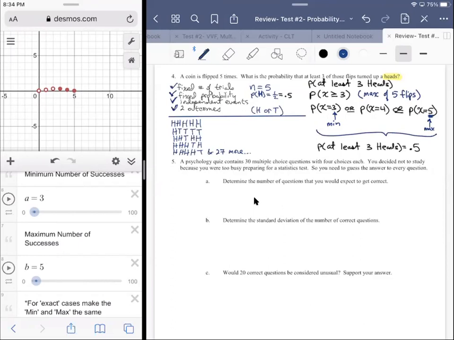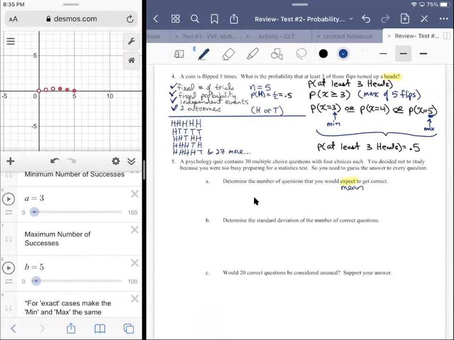All right, so a psychology quiz contains 30 multiple choice questions with 4 choices each. You decided not to study because you're too busy preparing for a statistics test. So you need to guess the answer to every question. Or if you're like me, you just didn't study because you didn't want to. Determine the number of questions that you would expect to get correct. All right, so expected value. That's the same as the mean.